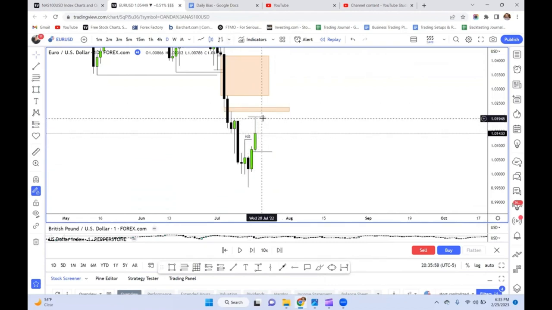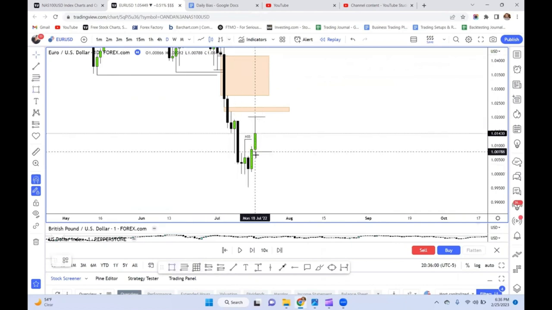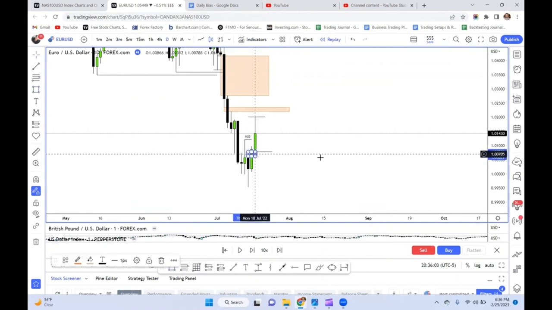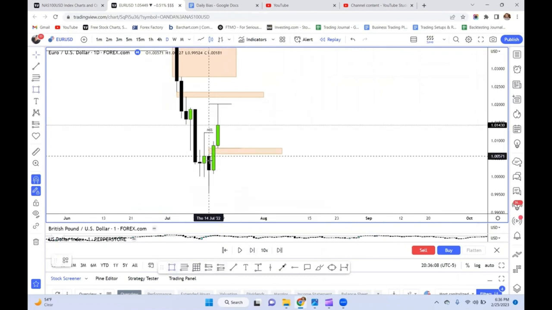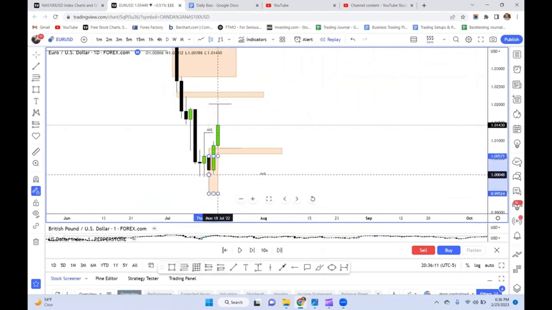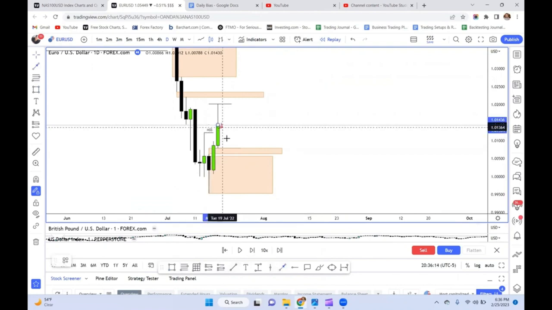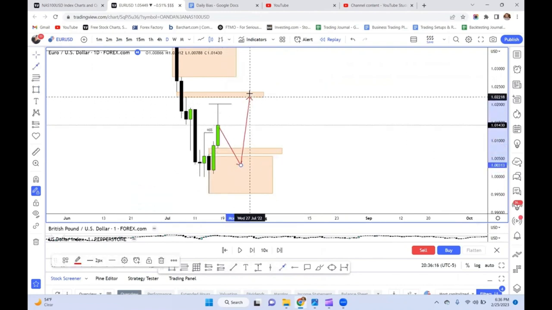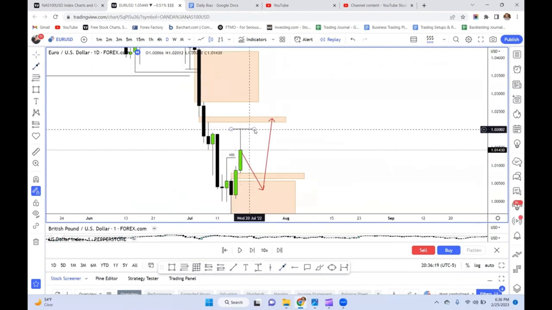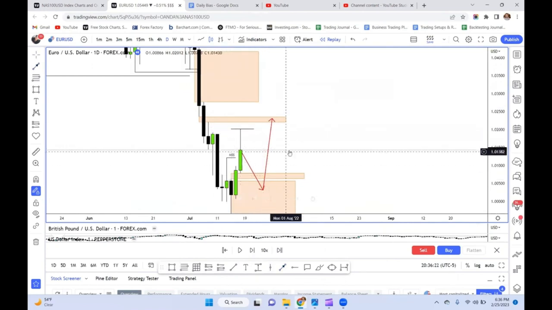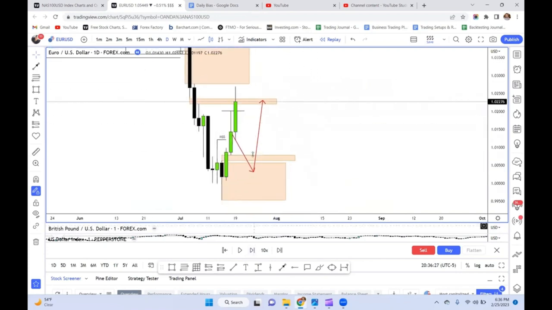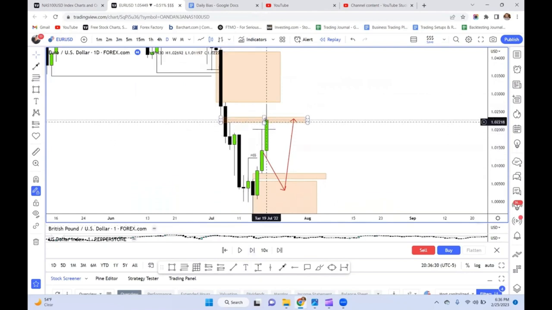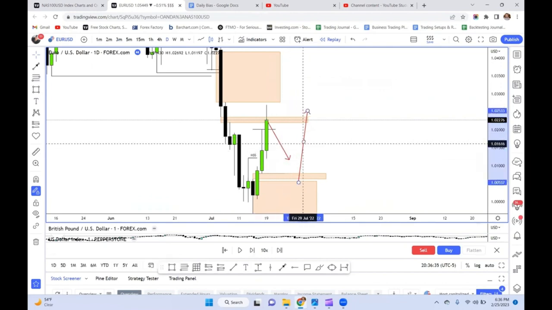Price is likely to retrace back down into this fair value gap, this order block. Once it trades back into that, price is likely to take off and target this liquidity high that will be formed from the retracement, and this. Let's see what happens. Okay, so price traded up into that fair value gap. That liquidity was ran. We could possibly see the retracement from here.